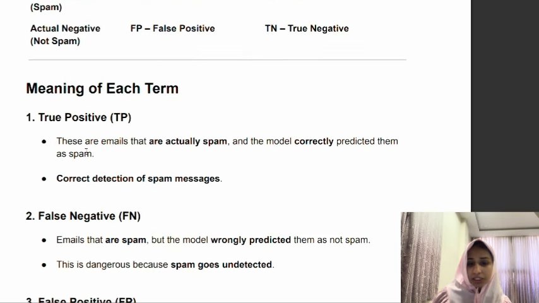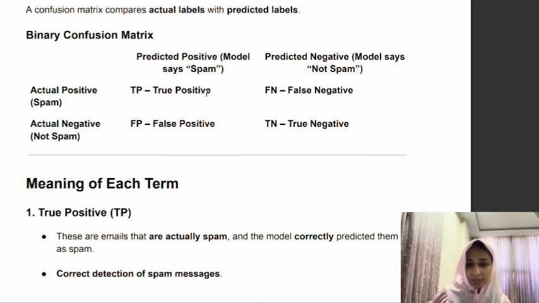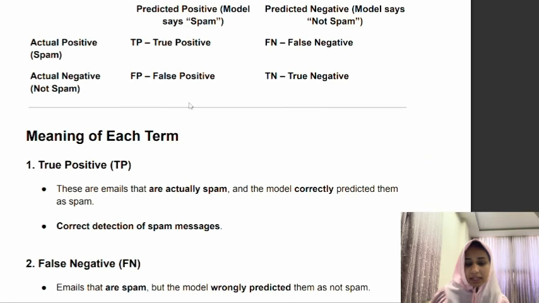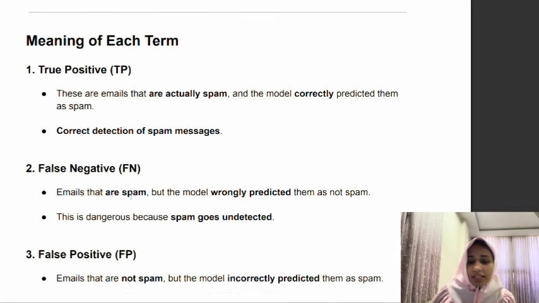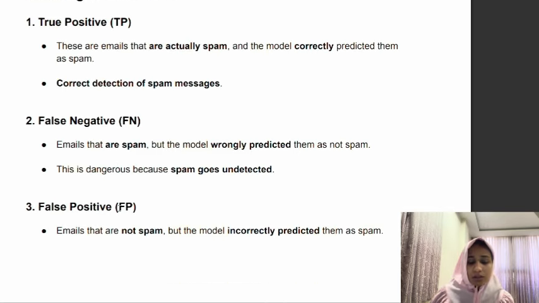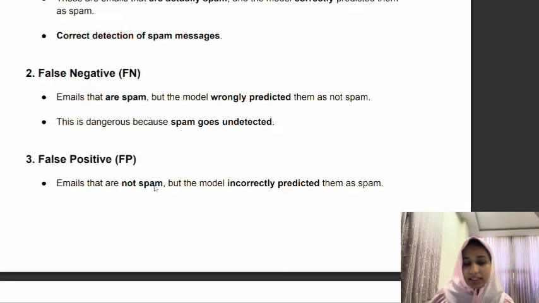So the meaning of each term. True positive: these are emails that are actually spam and the model correctly predicted them as spam. Correct detection of spam messages is done by true positive. False negative: emails are spam but the model wrongly predicted them as not spam. This is dangerous because spam goes undetected. So the model fails to predict that it is spam.